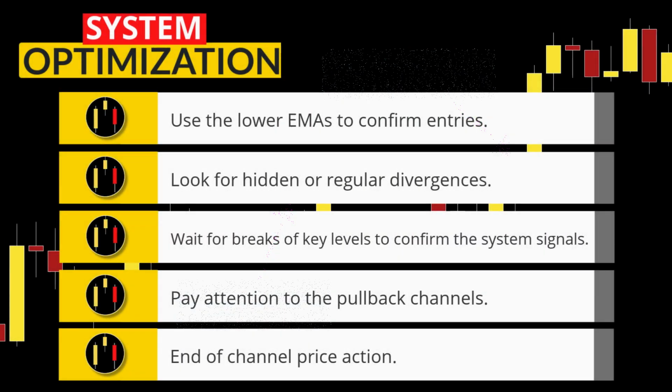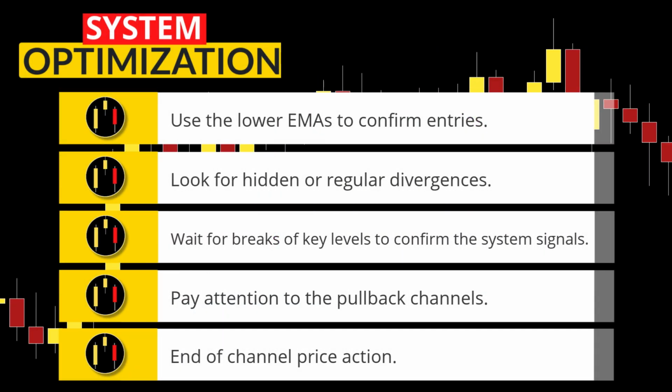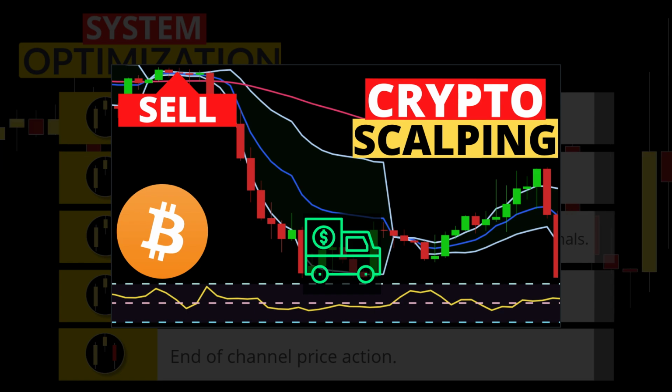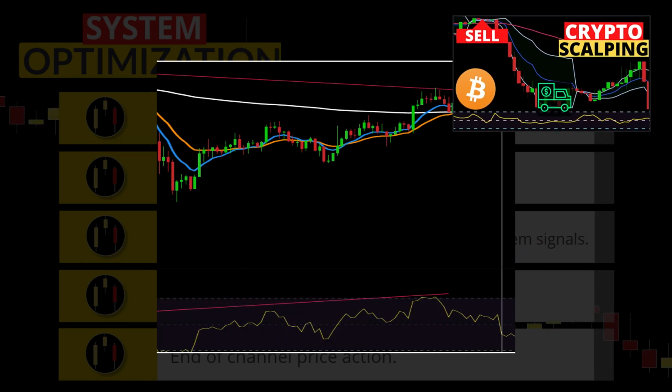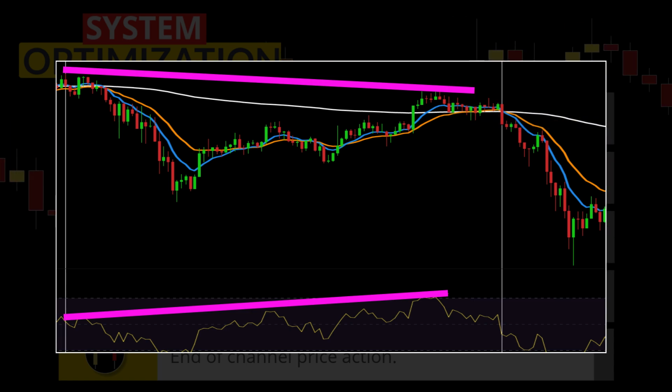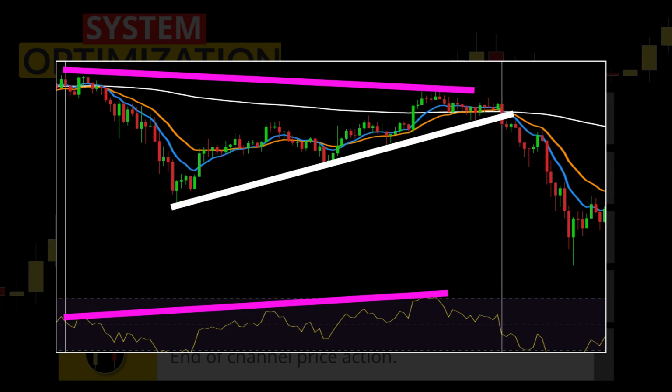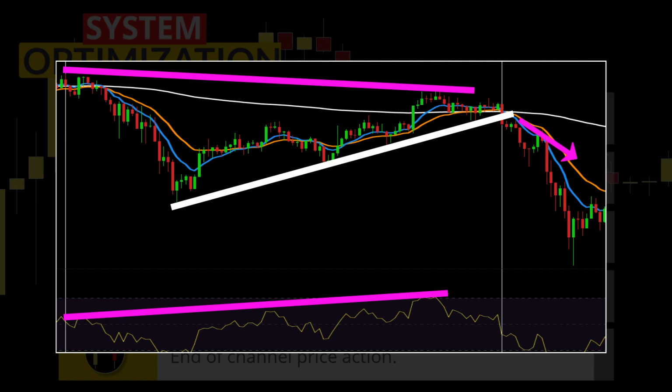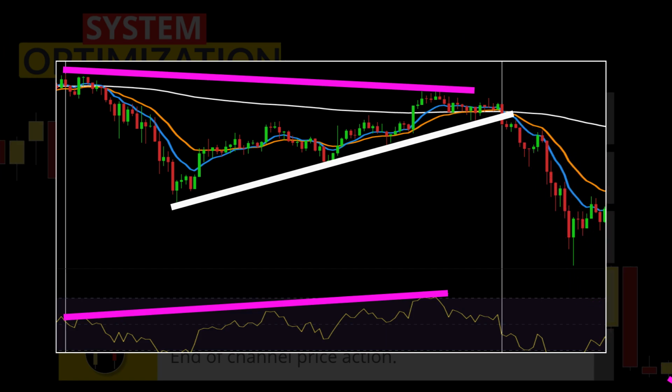Second, this system is just begging to add in divergence or hidden divergence, like I utilized in this video where I went over scalp the hidden V. Look where we have hidden bearish divergence, a lower high on price and a higher high on the RSI. As expected, we get a nice reaction to the downside with that extra confirmation.